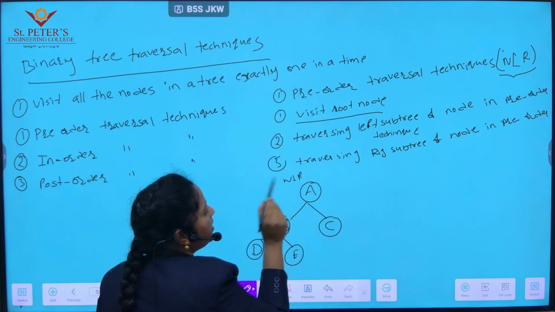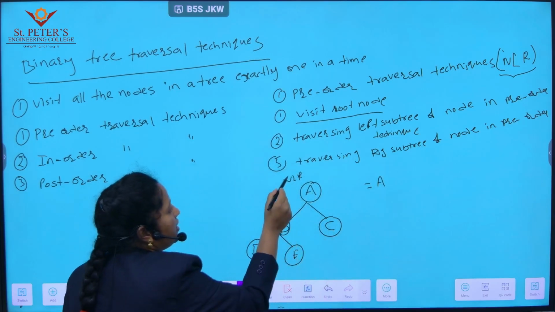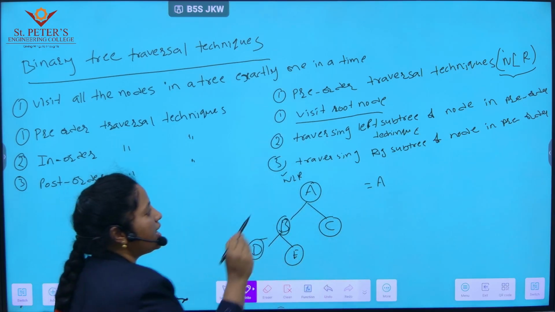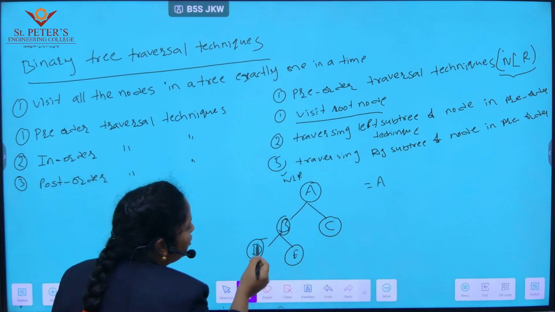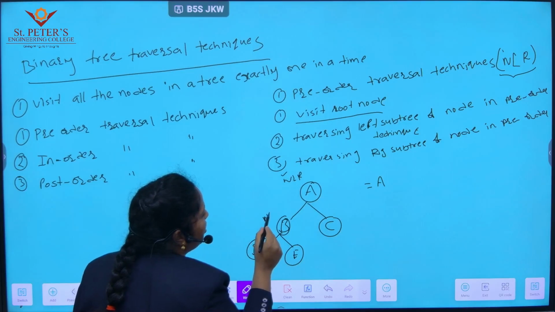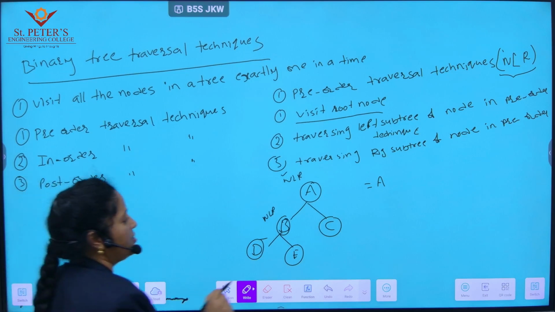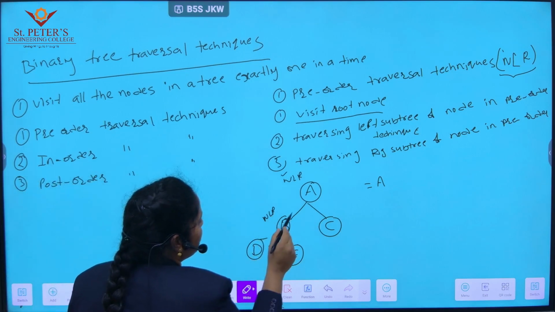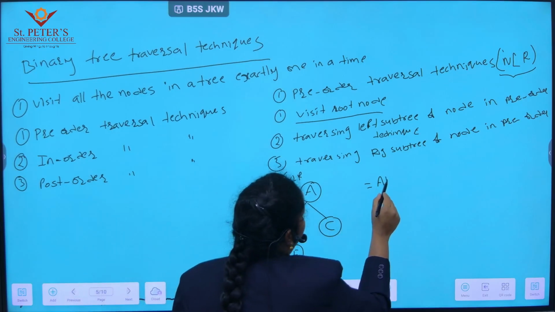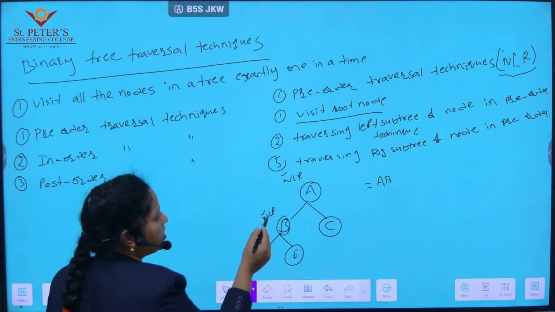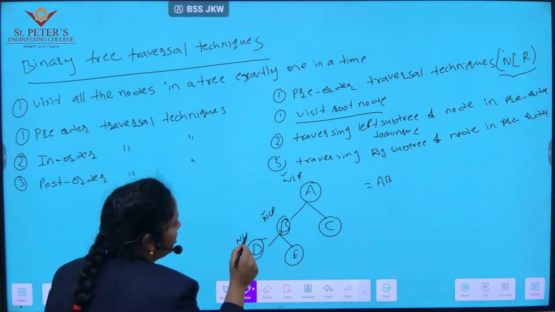So here first visit root node. Is any root node there? Yes, root node is there. What is the root node? A. Next node is completed. So next is traversing left subtree. Come to the left part. Again we have to apply pre-order traversing technique, NLR. So N is there? Yes, node is there. Next B. Next L. Is L there? Yes, L is there. Again come to NLR.